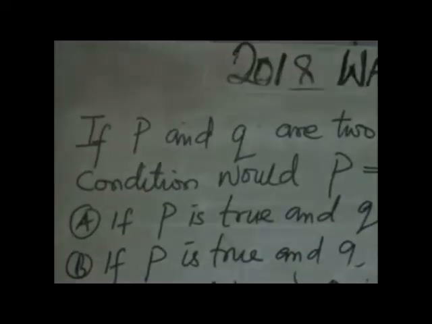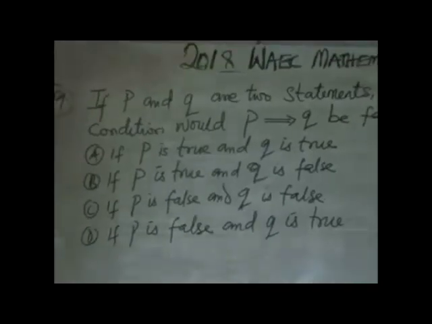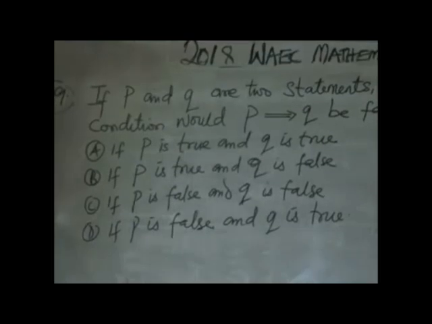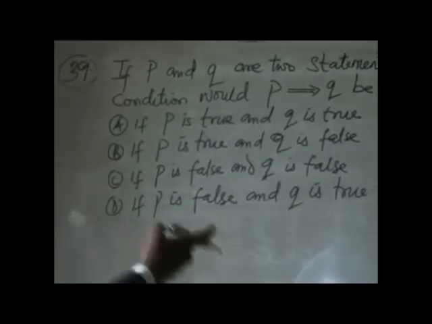Okay? Alright, so let's move on to question 39 of the 2018 WAEC mathematics question. It said if P and Q are two statements, under what condition would P conditional Q be false? Is it if P is true and Q is true? If P is true and Q is false, okay? And if P is false and Q is false, if P is false and Q is true. This is under logic statements. You know, logic, you go and read it after now and get some points there. But we have different conditions. We have the conjunction, we have the conditional, okay?